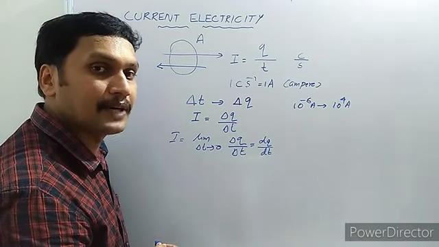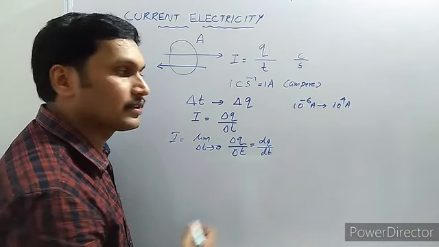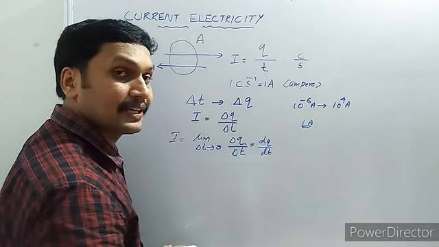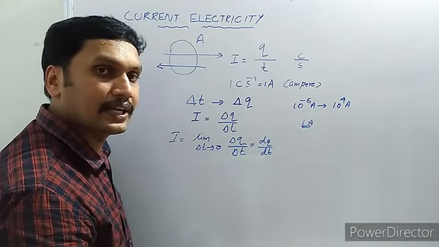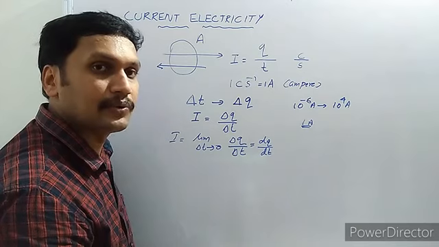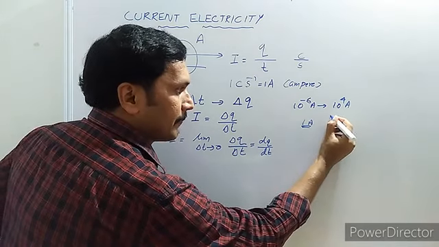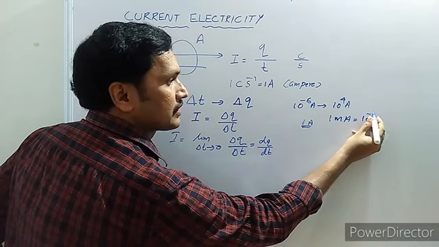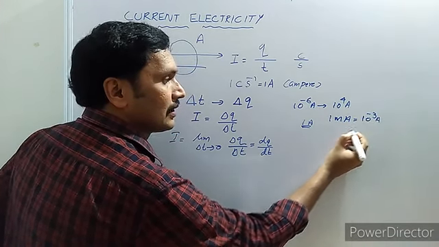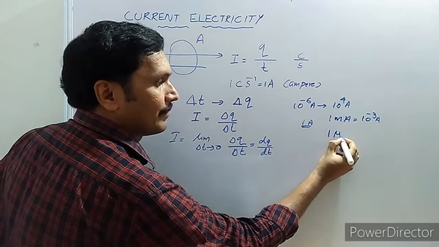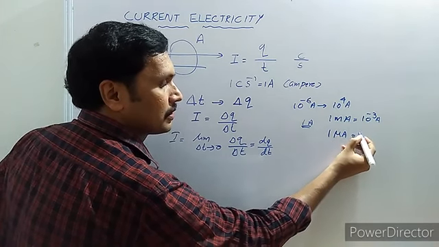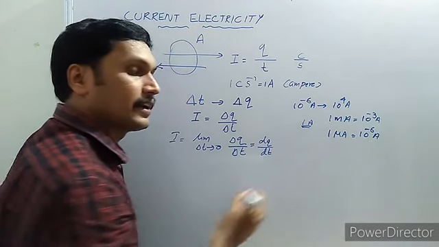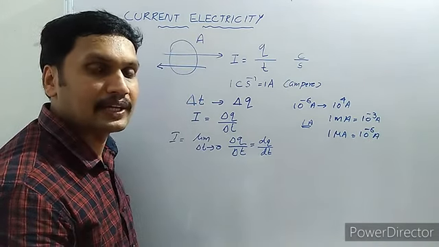In our domestic purposes, we are using a current of up to a range of 1 ampere. So, to measure a very large current and a very small current, we have some other practical units. For example, 1 milliampere is equal to 10 raised to minus 3 ampere. Like that we have the microampere. 1 microampere is equal to 10 raised to minus 6 ampere. Such smaller units can also be used for the measurement of electric current.